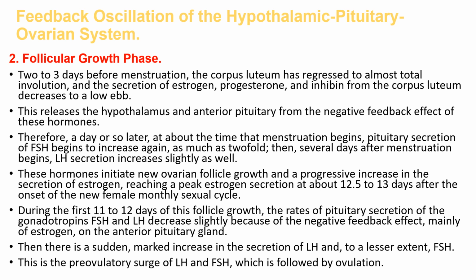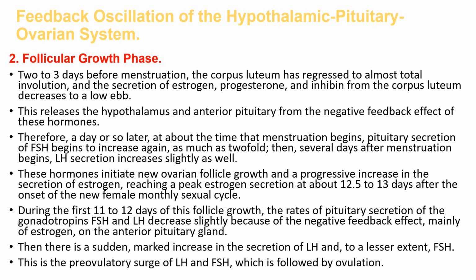2. Follicular growth phase. 2 to 3 days before menstruation, the corpus luteum has regressed to almost total involution, and the secretion of estrogen, progesterone, and inhibin from the corpus luteum decreases to a low ebb. This releases the hypothalamus and anterior pituitary from the negative feedback effect of these hormones. Therefore, a day or so later, at about the time that menstruation begins, pituitary secretion of FSH begins to increase again, as much as 2-fold.